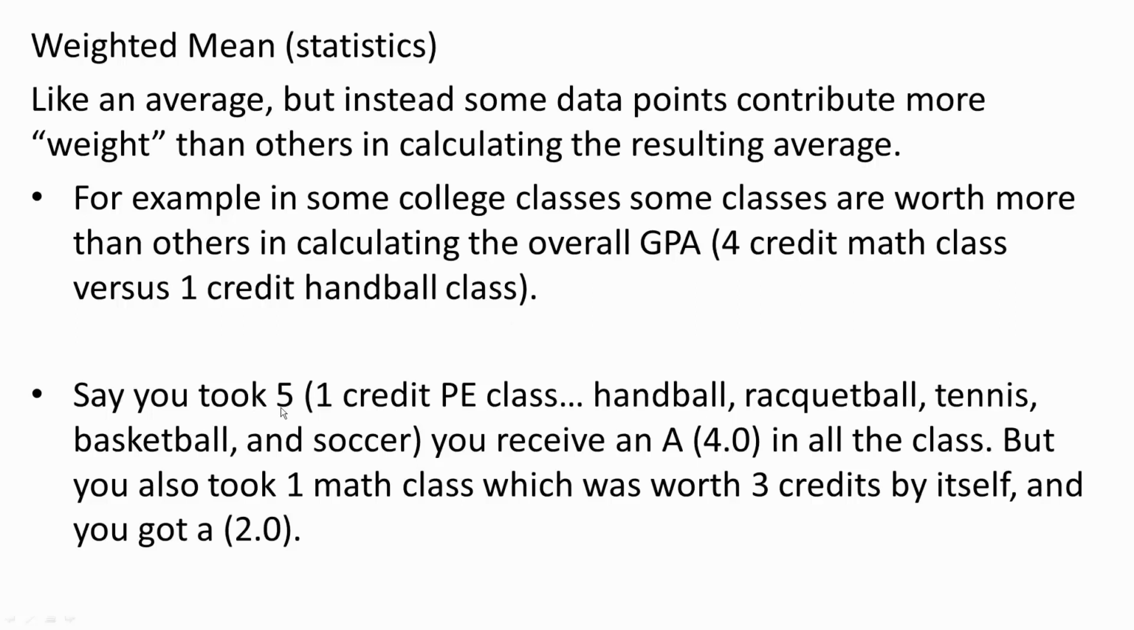So say you took 5 1-credit PE classes: handball, racquetball, tennis, basketball, and soccer, and you received an A, a 4.0, in all of these PE classes. But you also took 1 math class, which was worth 3 credits by itself, and you got a 2.0, so you got like a C.